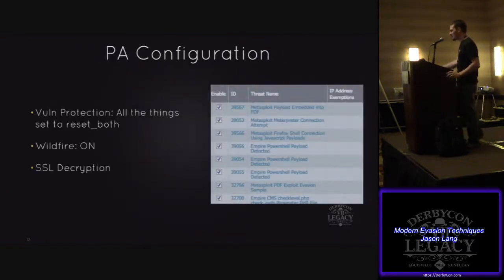Palo Alto, very similar. For threat protection, we basically enabled all the things. We set them all to reset both, so we drop the connection on both sides. WildFire, we left it on, and then SSL decryption, we turned that on as well. Again, key player. I'm going to harp on SSL decryption, blue teamers. It is an outstanding control, and chances are one you probably already own but might not have implemented yet.